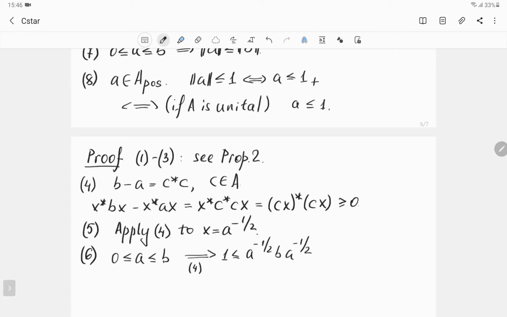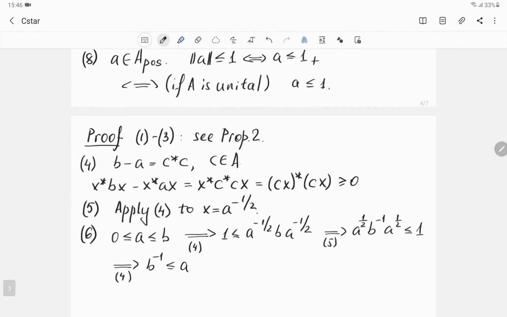And now we apply property 5 to this element. So property 5 implies that the inverse of this element is less than or equal to 1. And the inverse of this element is given by the following formula. So this is less than or equal to 1. And finally, if we apply 4 again, but now with a to the power minus 1/2, we get that b inverse is less than or equal to a inverse, which completes the proof.